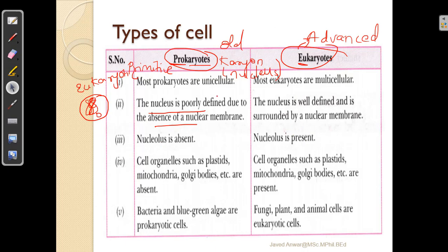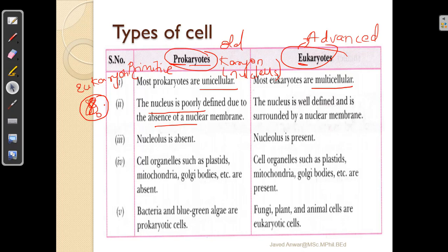Very important point. Prokaryotes are unicellular. Most of the prokaryotes consist of only one single cell. Bacteria and blue-green algae are examples of prokaryotic cells made up of only one cell, whereas eukaryotic cells are multicellular. A few eukaryotic cells are unicellular also, but most of the eukaryotic cells are multicellular. A plant cell, an animal cell, fungi, everything is eukaryotic.